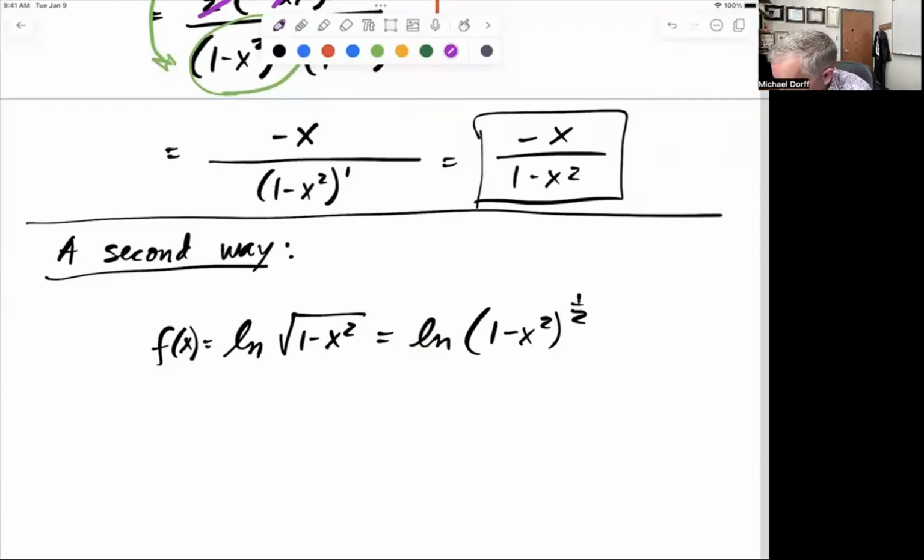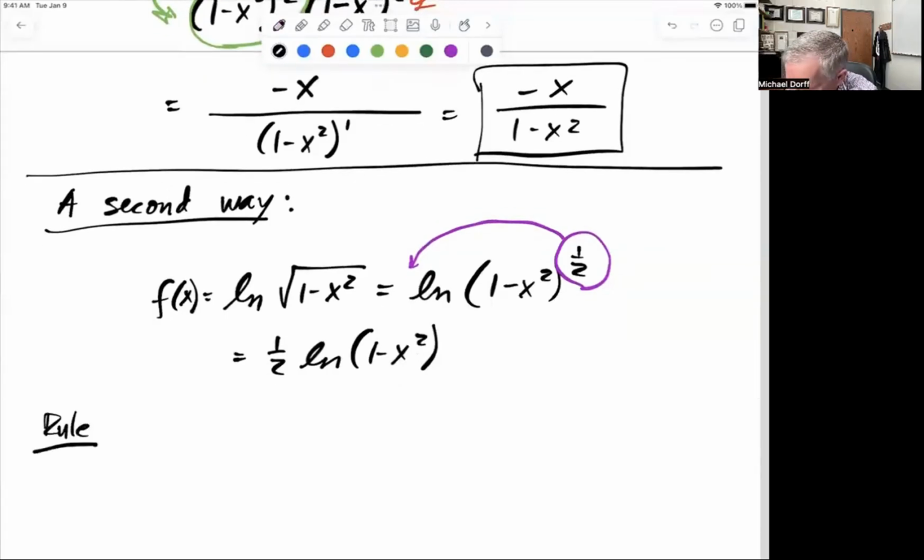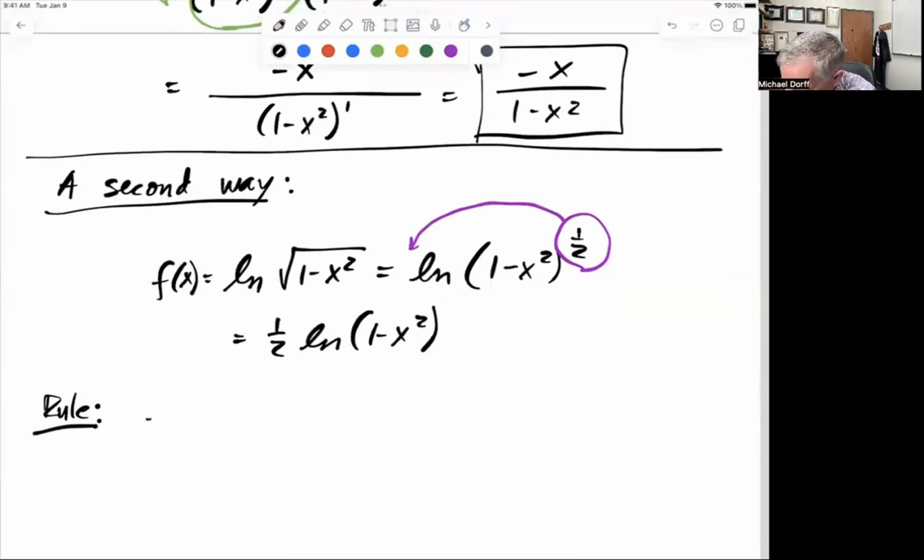Recall here that when I have the log of something to an exponent, so I have the log of a base part to an exponent, one of the rules of the logs is I can bring that exponent out front. So this is the same thing as equaling 1/2 natural log of 1 minus x squared. All right, that rule that we talked about, it's a long time ago we talked about it, but if you have the log base a of x to the r, that equals r times log base a of x, you bring the r out front.